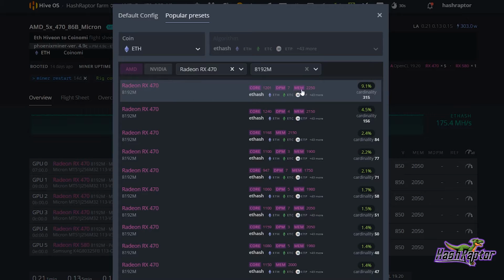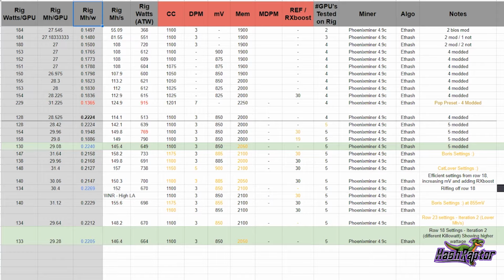I started with this preset for these 478 gigabyte Mimer Edition cards from MSI, and it had a recommendation of a core of 1201, DPM7, memory of 2250. And I'll show you in the spreadsheet, for example, we'll jump to this. I tried this popular preset right here in this row, and I had four cards at the time when I was testing this, four GPUs in the rig. And I was able to definitely get a great, what I call a vanity number, 31.225 mega hash per GPU.